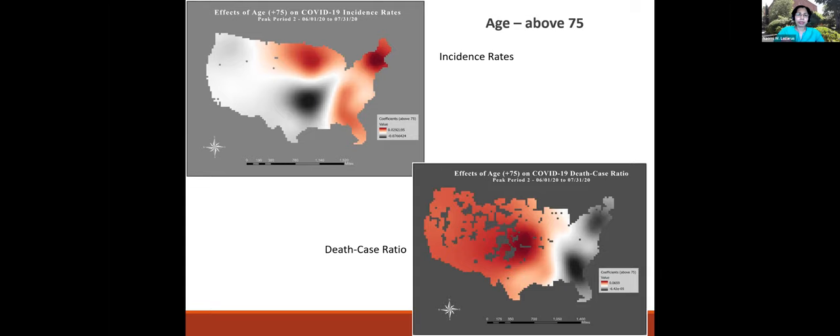Essentially what these maps are saying is that counties with a higher proportion of people above the age of 75, while they have a positive impact on incidence rates in the Northeast and Southeast, are having a low impact on deaths in those same regions. And of course, you also see the regional disparities of both of these dependent variables.